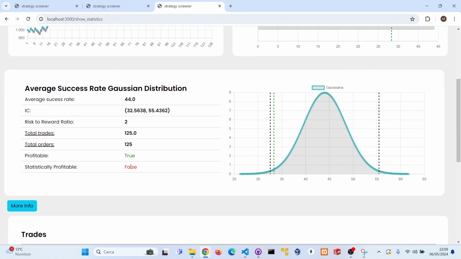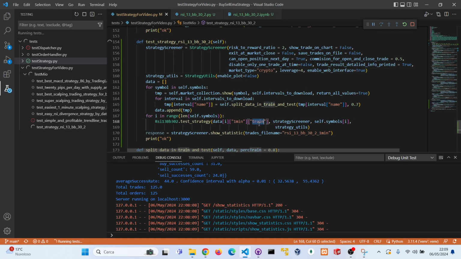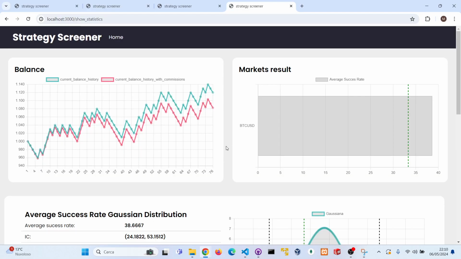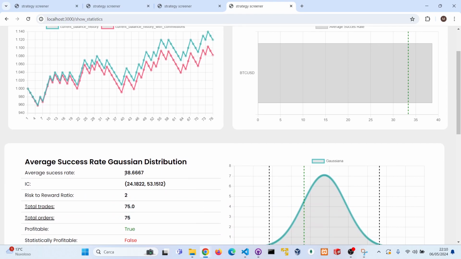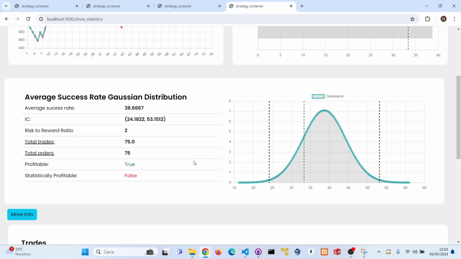But let's try to run the test dataset anyway. I remind you that the test dataset is the most recent data, and the software has never seen this data before, so I haven't analyzed it. So let's change from train to test, and let's see how it performs. Okay, as you can see, you would have been profitable with an average success rate of almost 39, and yeah, you would have lost 5 points on the average success rate. That's not good, but it's okay.